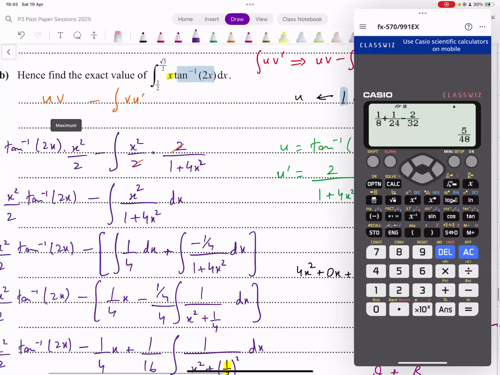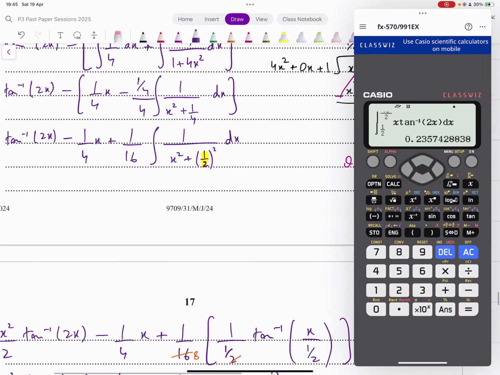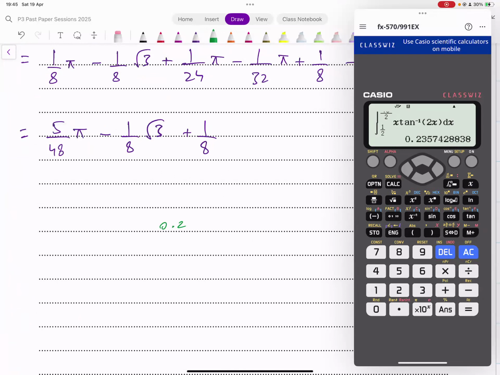How do you do that? You would input this whole thing, making sure your calculator is in radian mode. Integration of x into tan inverse of 2x. Limits are from 1 over 2 to under root 3 divided by 2. Input this on your calculator. Your calculator is giving you 0.23574. Okay, your calculator cannot give you exact values.